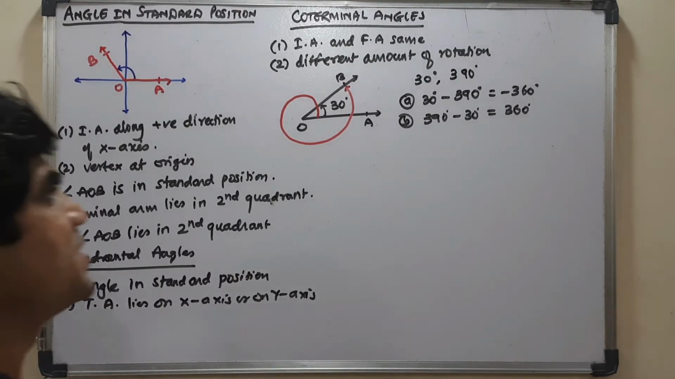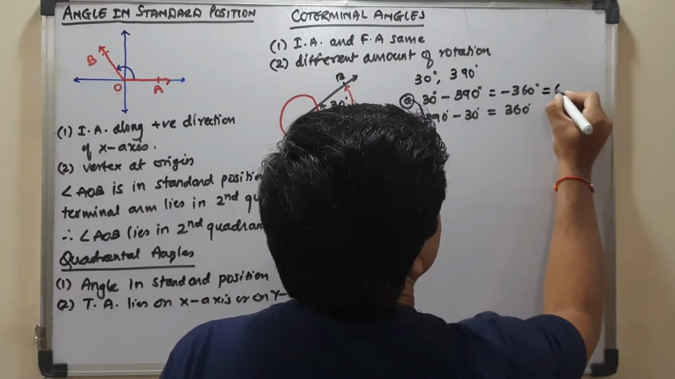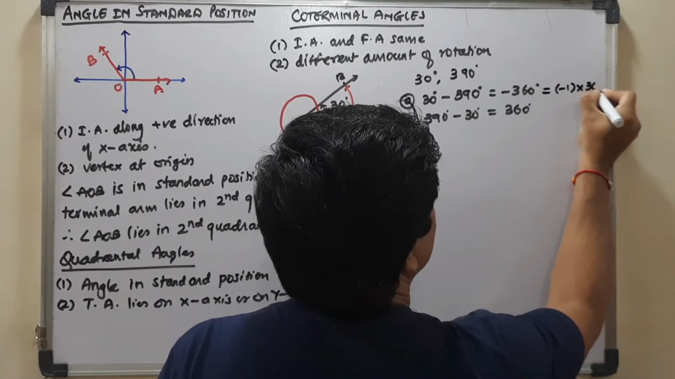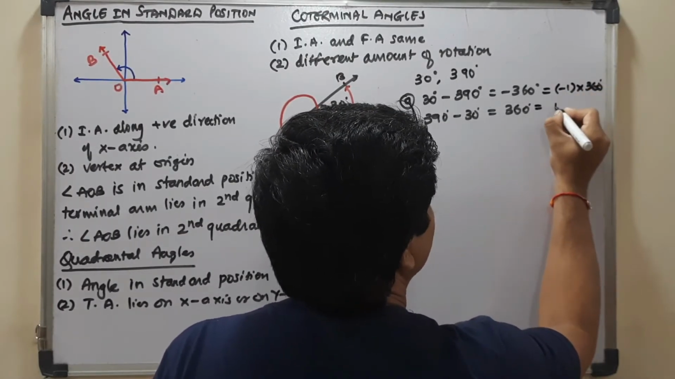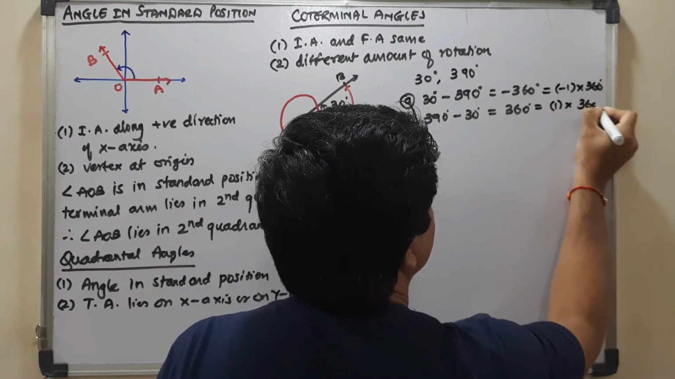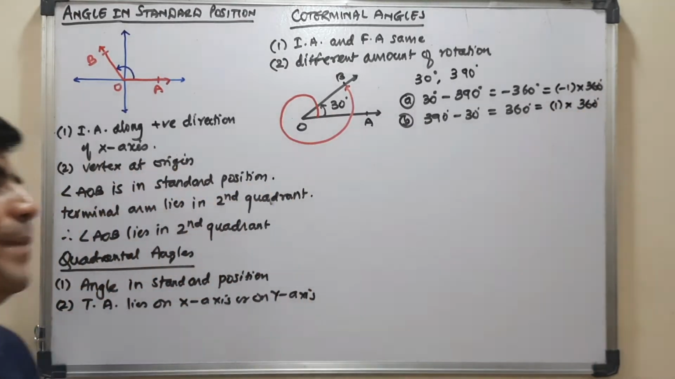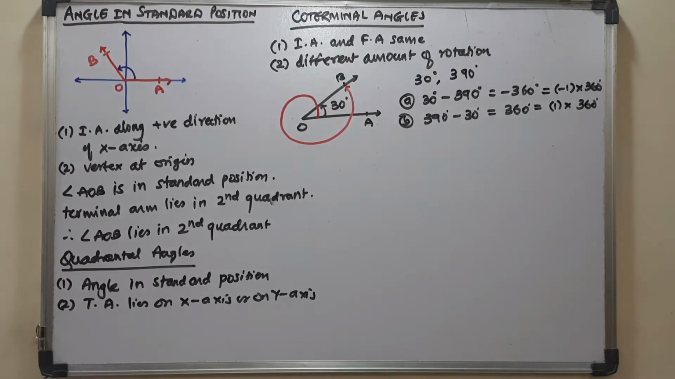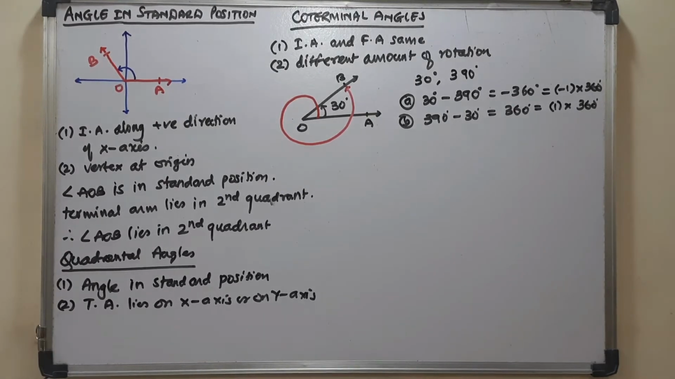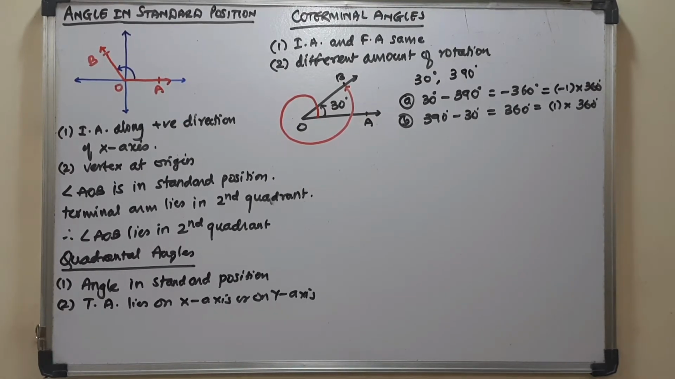So if you subtract these two angles, you are getting 360. This 360 I can write like this, minus 1 into 360, and this I can write 1 into 360. Right? Means one factor remains unchanged over here, that when I subtract them, I get their subtraction to be 360 multiplied by some number.